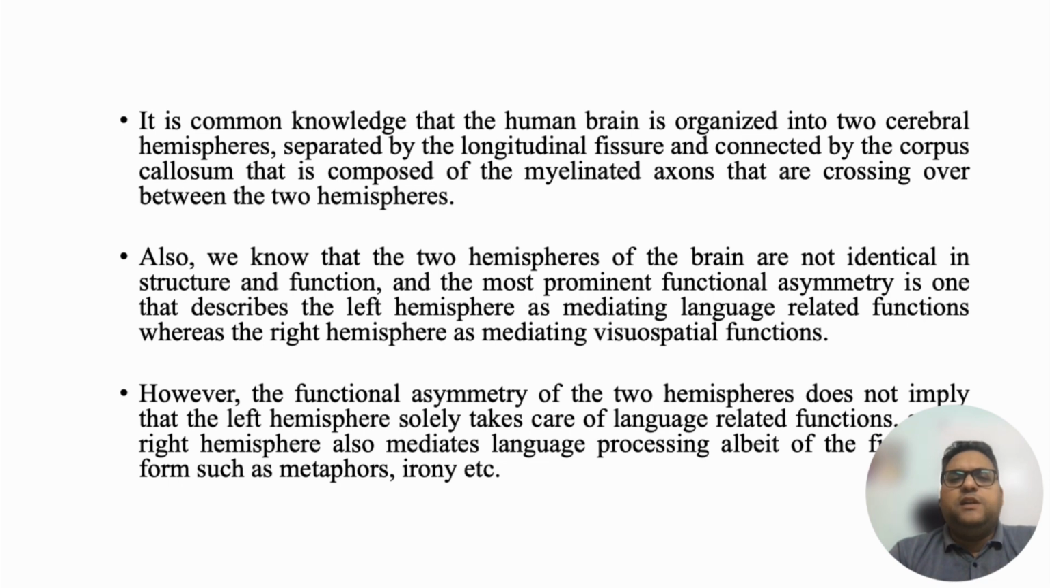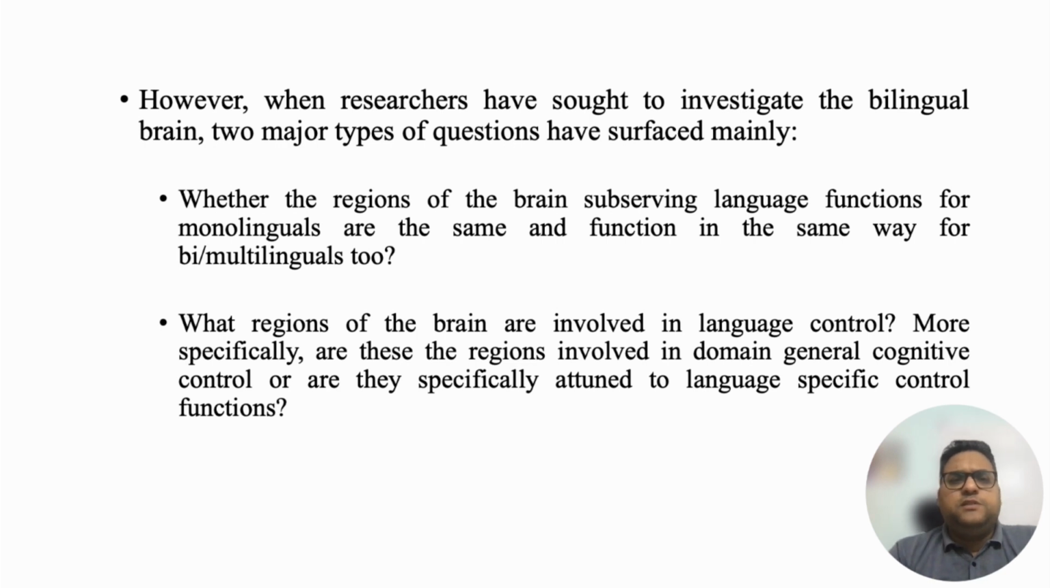However, the functional asymmetry of the two hemispheres does not imply that the left hemisphere solely takes care of language related functions, or that the right hemisphere solely takes care of the visuospatial functions or emotions, colors, etc. However, when researchers have sought to investigate the bilingual brain, two major types of questions have surfaced. For instance, whether the regions of the brain subserving language functions for monolinguals are the same, and function in the same way, for bilinguals too.